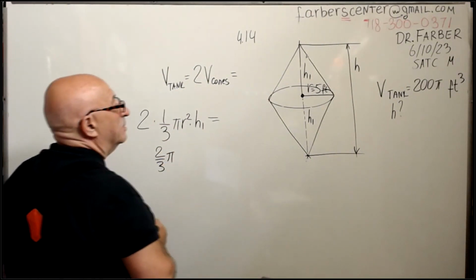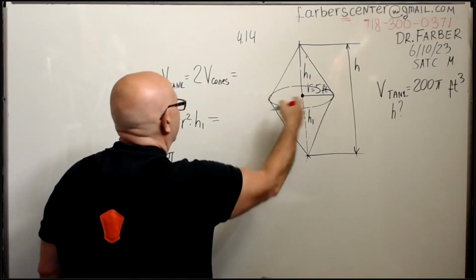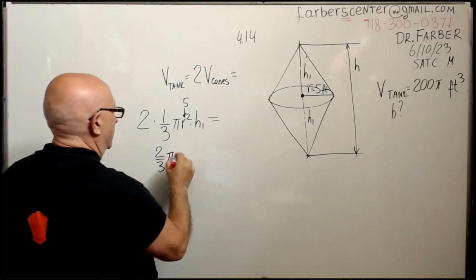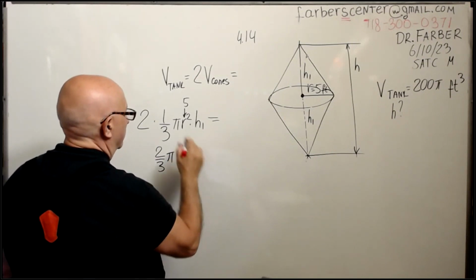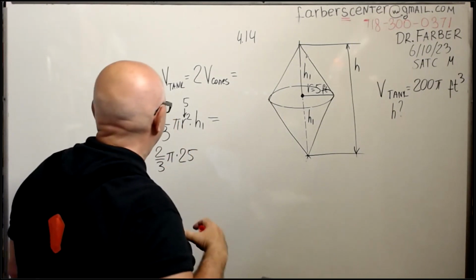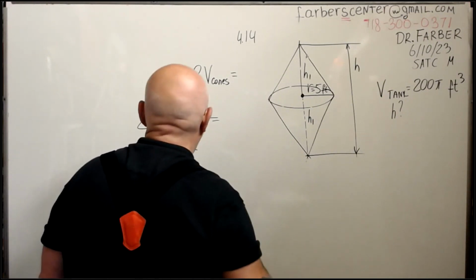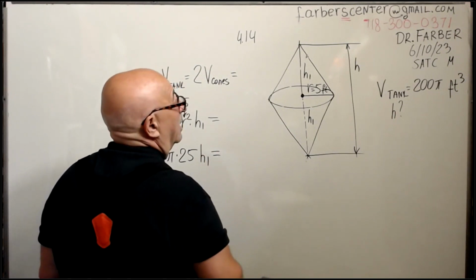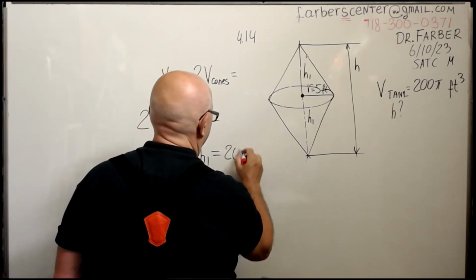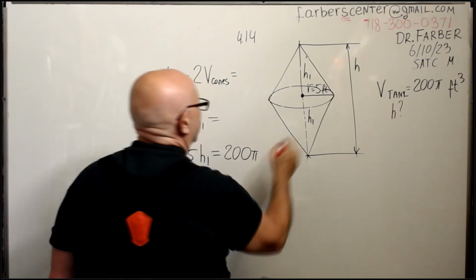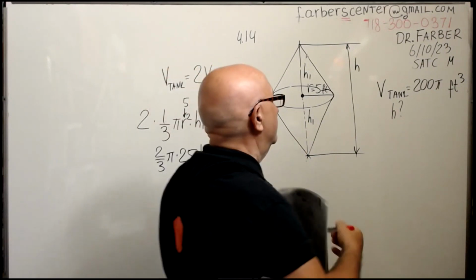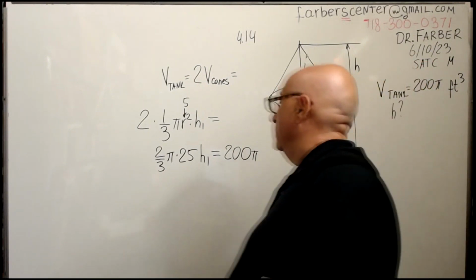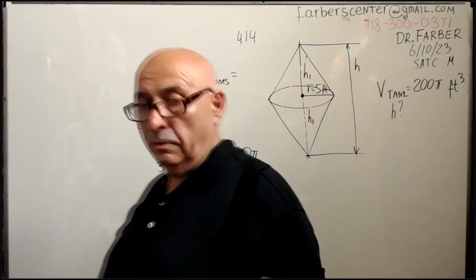pi. Since radius equals 5, 5 to the second is 25, times H1 equals 200 pi. Why? Because this volume of the tank is given. Actually, it's one line of this. Do you understand up to this point?